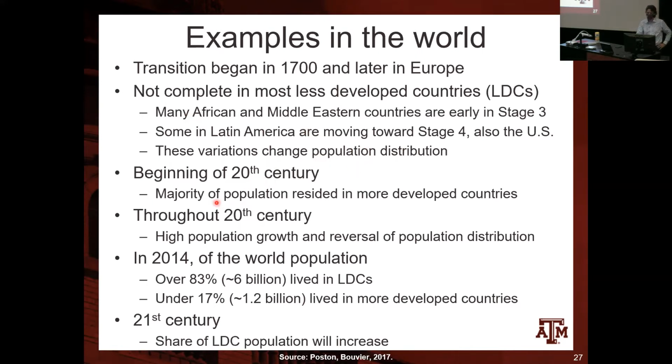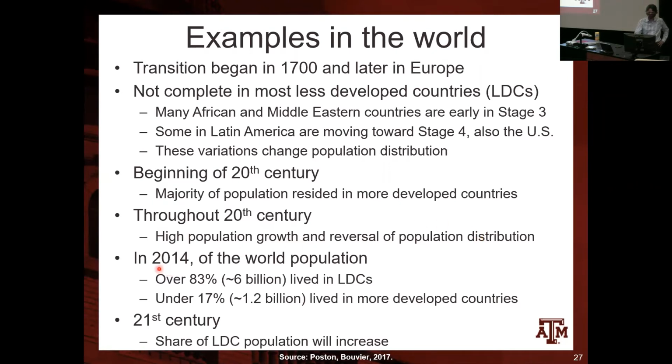Beginning of the 20th century, we start to see the majority of the population reside in more developed countries, because even in the beginning of the 20th century, the majority of the population was living in more developed countries. But as developing countries start to improve mortality, so mortality declines, and that creates a high population growth in less developed countries. Then you start to see a reverse of population distribution, right?